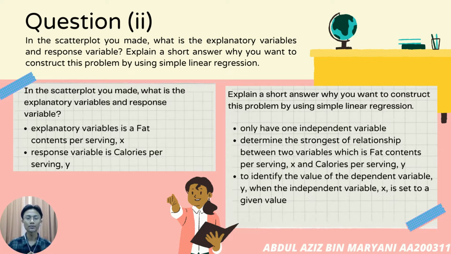In this study, I would like to explain the problem and solution for question 2 and also question 4. Question 2. The explanatory variable is fat content per serving, which is x, and the response variable is calories per serving, y. We construct this problem using simple linear regression because there is only one independent variable. We can determine the strength of the relationship between the two variables, fat content per serving x and calories per serving y. And last but not least, to identify the value of the dependent variable y when the independent variable x is set to a given value.